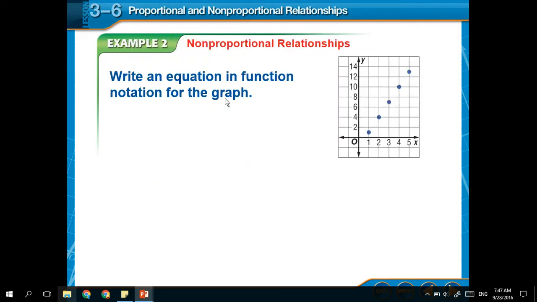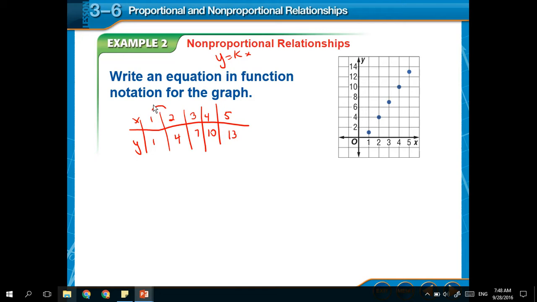If we have a non-proportional relationship, that means it's not going to be of the form y equals kx. But it's still a line, it just doesn't pass through the origin. So that means it's going to have something else. So if we were to look at these points, we have our x values and our y values: (1, 1), (2, 4), (3, 7), (4, 10), and (5, 13).